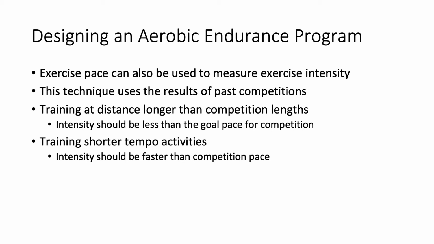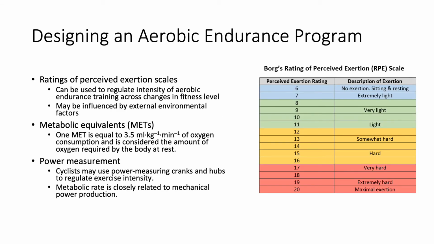And this is utilized not only for running, but can also be utilized for cycling and also swimming. Ratings of perceived exertion, or RPE, can also be used to regulate intensity during aerobic endurance training. The RPE scale ranges from 6 to 20, where 6 represents no exertion at all, and 20 represents maximal exertion. The theory behind the RPE scale is based off of heart rate, where 6 on the RPE scale represents 60 beats per minute, and 20 on the RPE scale represents 200 beats per minute.